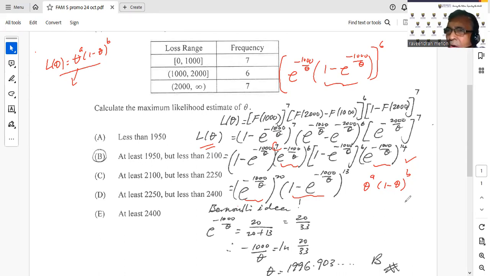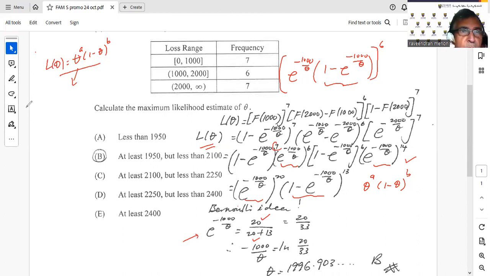If you want, you can take logs and do all those. But if you can remember the idea straight away, it'll just be A over A plus B, right? So it'll be 20 over 20 plus 13. But look, this is not theta though. This is e to the power of minus 1000 over theta. So e to the power of minus 1000 over theta is 20 over 33.